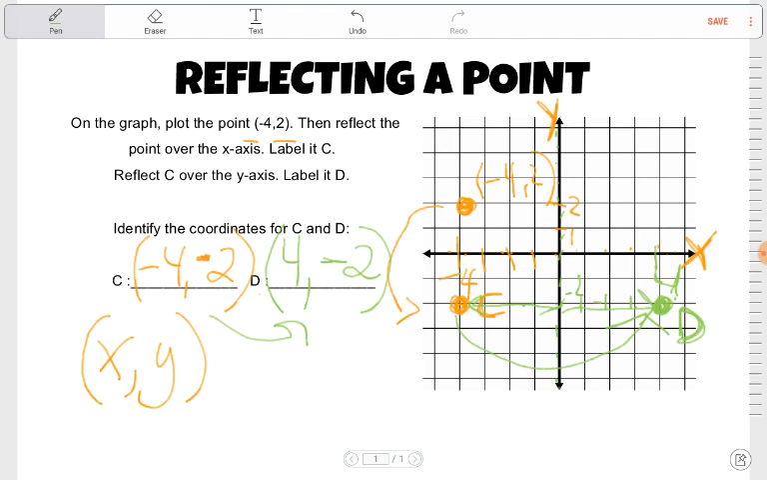You don't have to memorize that. Just remembering the axis that you're going over and then counting the same amount of spaces is going to work. But right here is a way to reflect from an original point down across the x-axis, then over the y-axis.